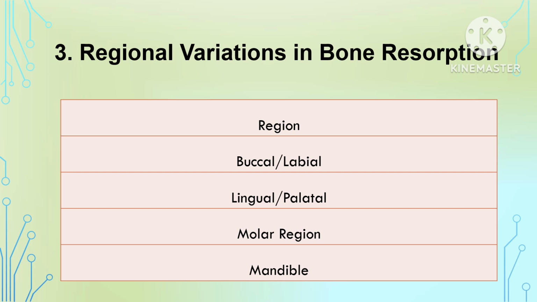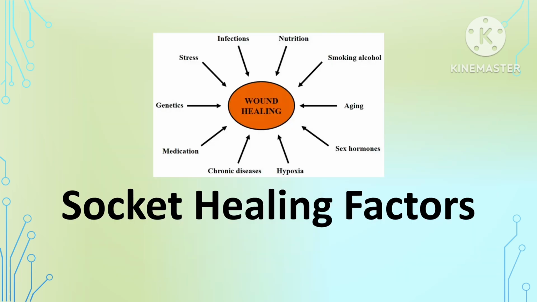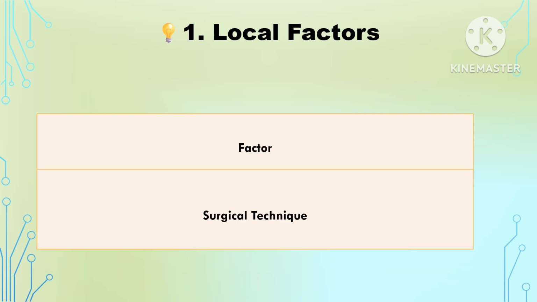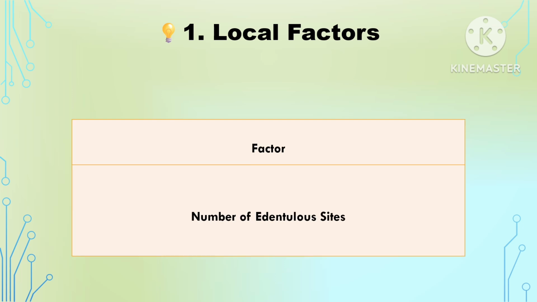Let's discuss the factors which affect the healing of the socket. First of all, the local factors include the molar extractions, especially the mandibular molars, which show a more irregular healing and greater bone resorption than anterior teeth. Extensive procedures such as flap elevation can disrupt blood supply, slowing healing and increasing the bone loss. Regarding the number of edentulous sites, extraction of multiple teeth will always lead to greater resorption than a single missing tooth.